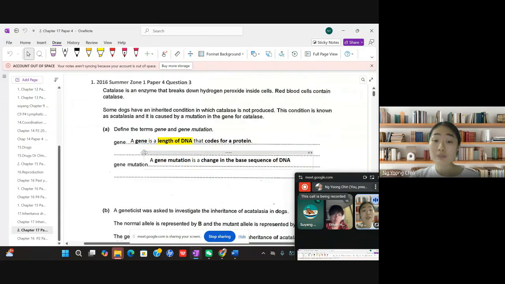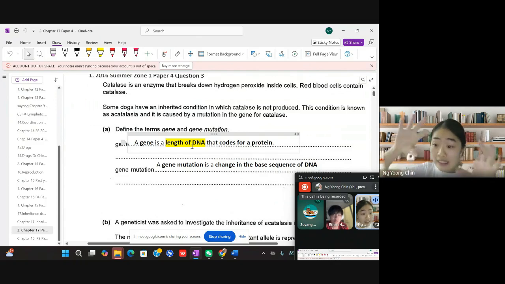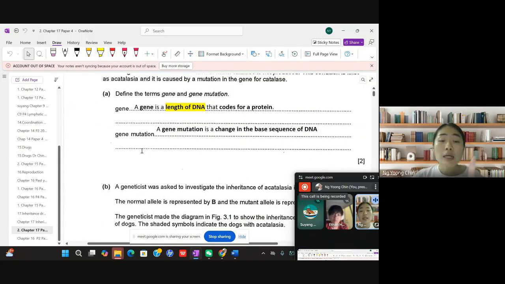So what is a gene and what is a mutation? Remember this, it is very commonly repeated in the exam. A gene is a length of DNA, a short strand, a short region, that can code for proteins. Then how about mutations? Actually, there are 2 types of mutation: chromosomal mutation or gene mutation.